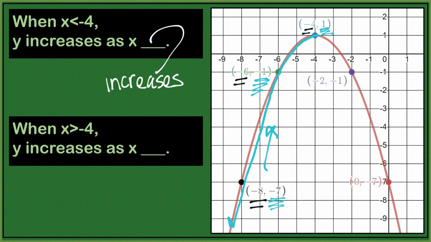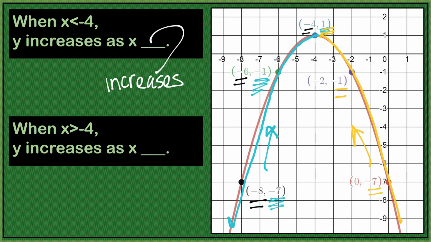Now, what about the other part of the problem? When x is greater than negative 4. Well, x is greater than negative 4. That's the right-hand side of the parabola. And they're saying y increases as x. So we've got to figure out the y's increasing. Well, the y's increase by going from negative 7, and bigger than that is negative 1, and bigger than that is positive 1. So the y's are increasing as we go up.